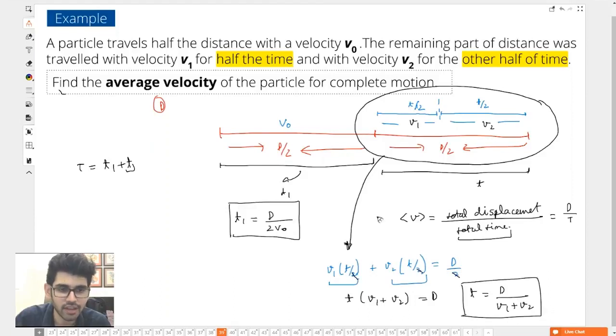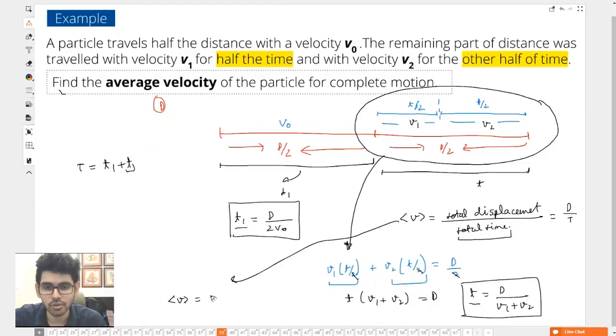Perfect. Now you have both the values of time, you have t1 and you have t. Using some logic, you found it out. Now, finally, whatever we had to find out, let's do it. Average velocity will be equal to total displacement D upon T. T is t1 plus t2. So substitute this plus this, which will be equal to D by 2v0 plus D upon v1 plus v2. Now we were not given D. We had taken D, which cancels out. So it is independent of D. Perfect. D gets cancelled out. You can simplify it and find your answer.